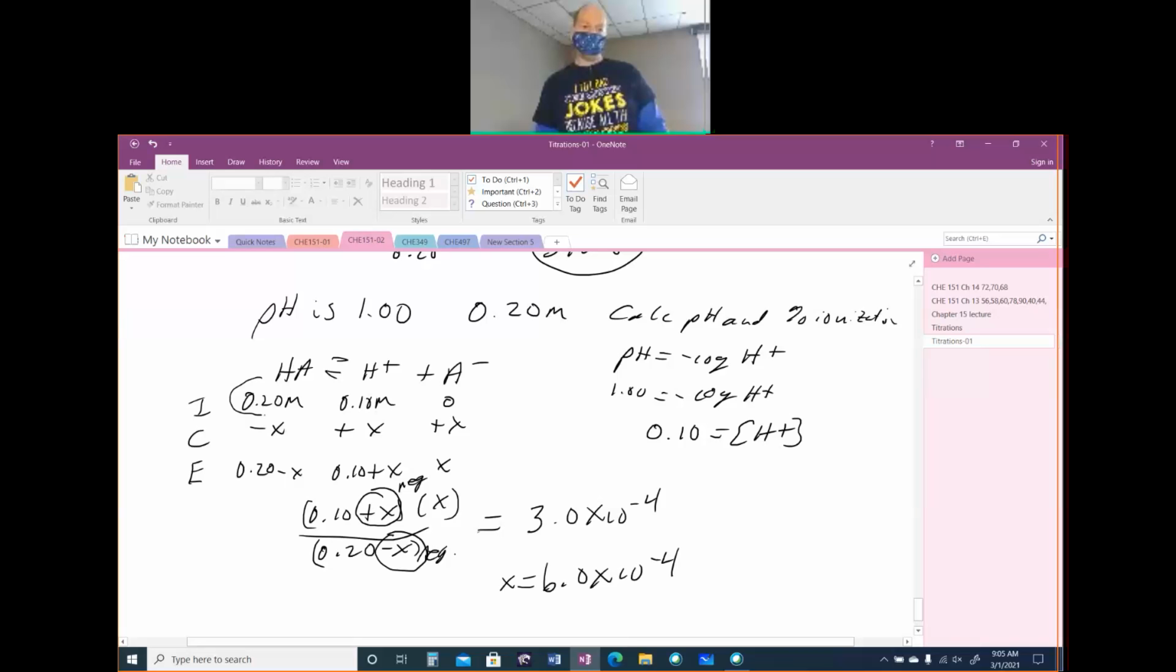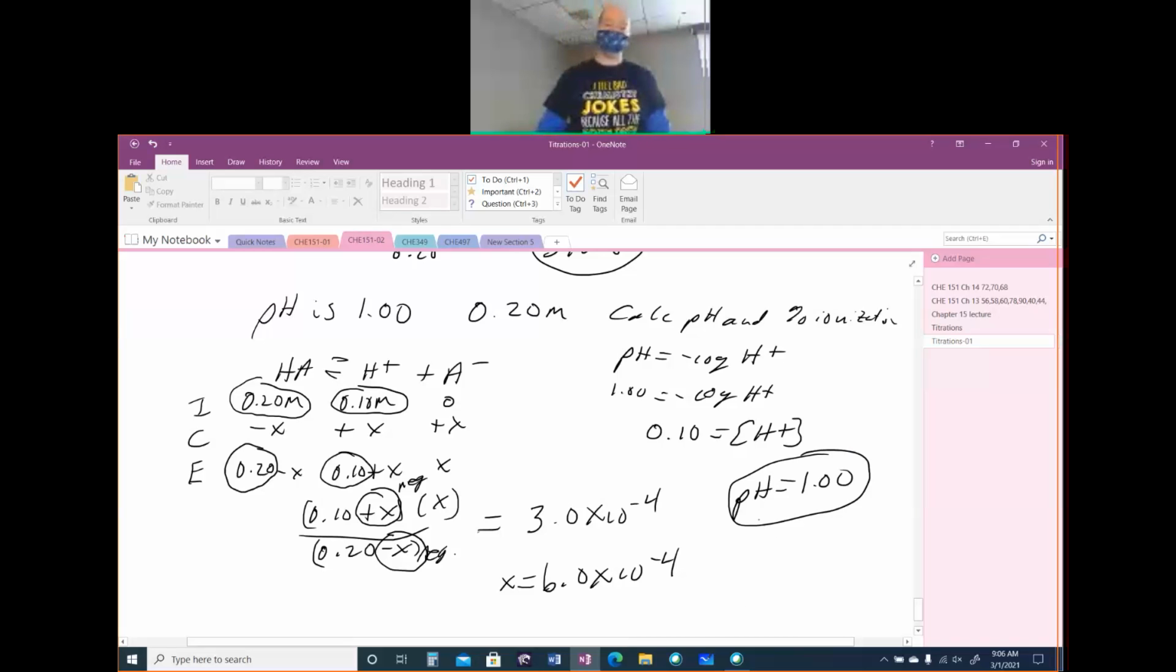All right, and so the initial and the equilibrium concentrations are always going to be the same when you're starting with one reactant and one product. Anytime you start with one reactant and one product, the initial concentration is exactly the same as the equilibrium concentration. All right, but if you wanted the A minus concentration, it's 6.0 times 10 to the minus 4. If you want to know the percent ionization, you have to know the x value. All right, and so the pH is unchanged. The pH is still 1. That is not changing the pH when you add 0.2 molar to a 0.1 molar H plus. It is not going to change the pH.